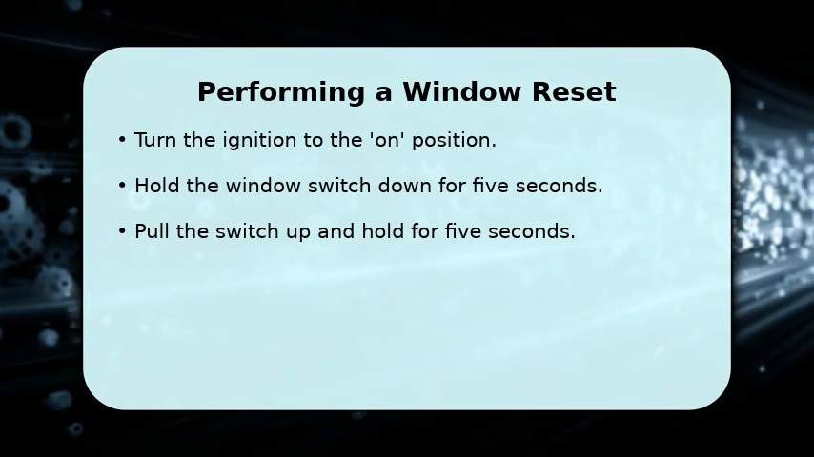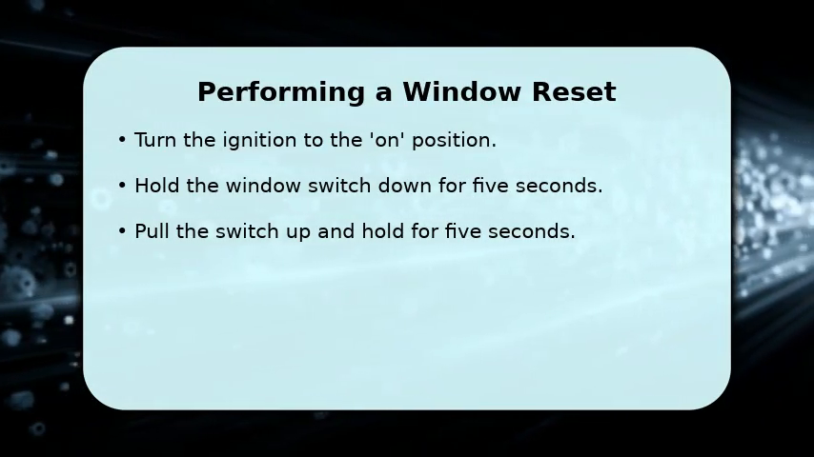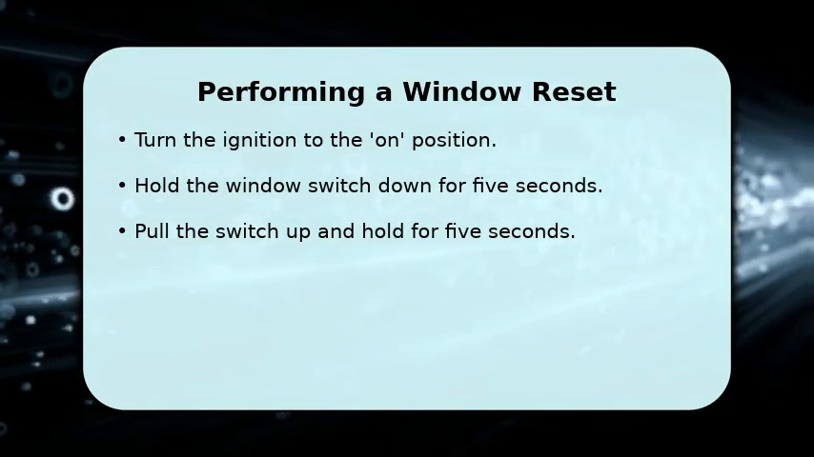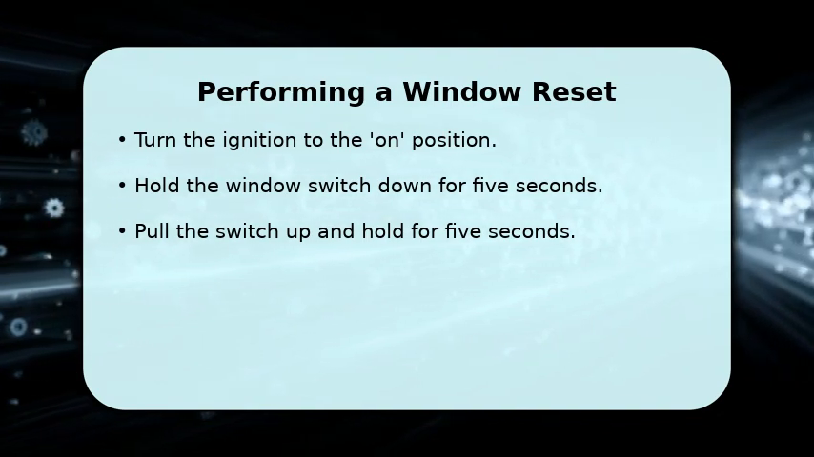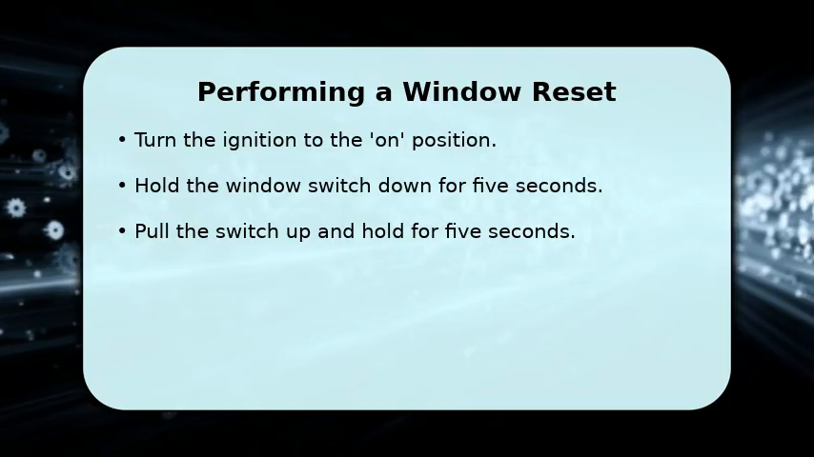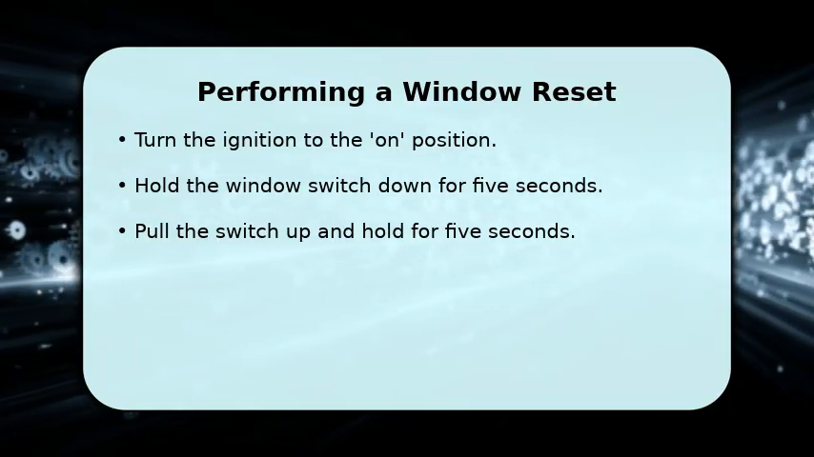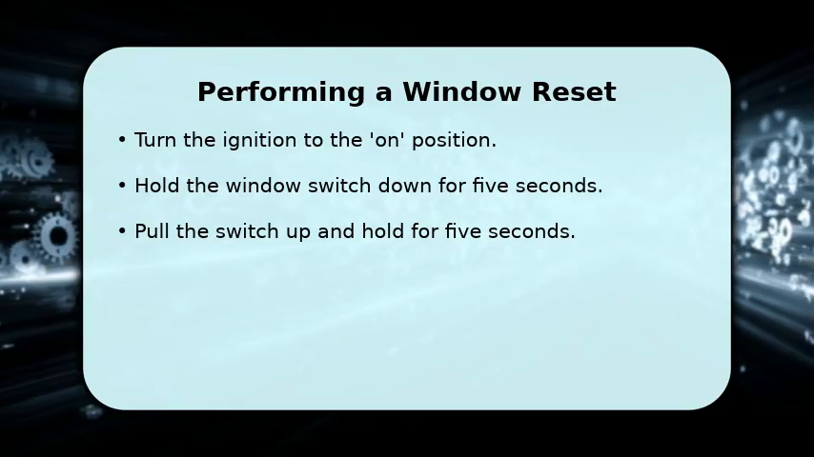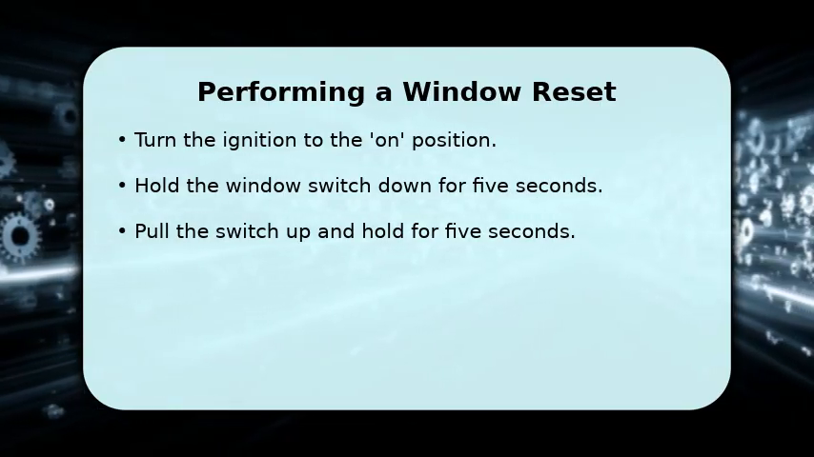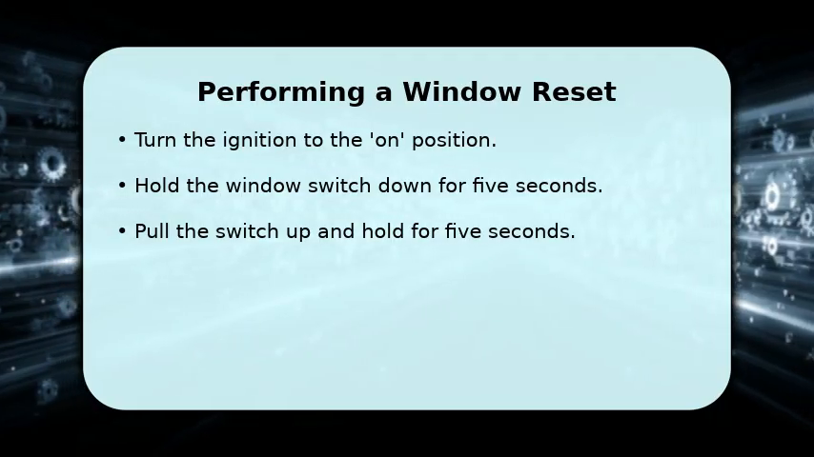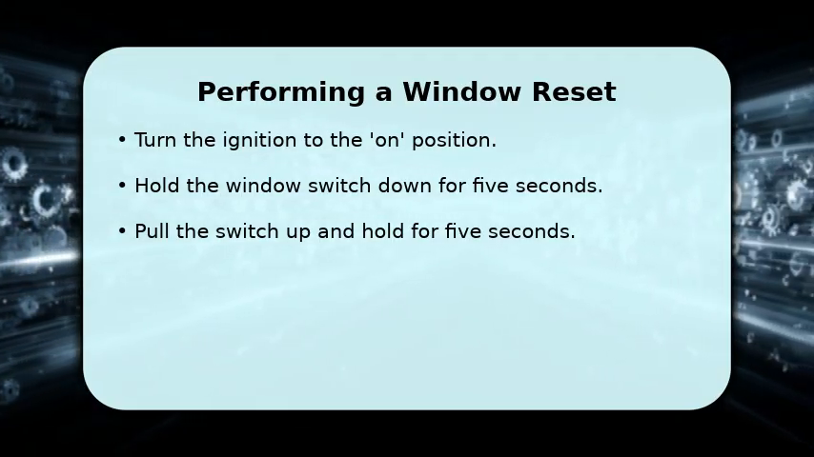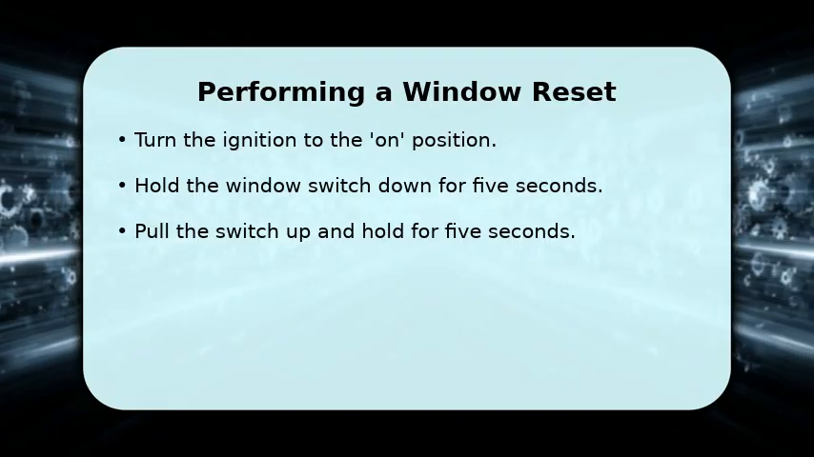Often, a simple reset can resolve minor electrical glitches. To perform a window motor reset, turn your Highlander's ignition to the on position. Then, hold the window switch down for about 5 seconds after the window is fully closed. Next, pull the switch up and hold it for another 5 seconds. Repeat this entire sequence 2 or 3 times. This can often recalibrate the window's auto-up and auto-down functions.